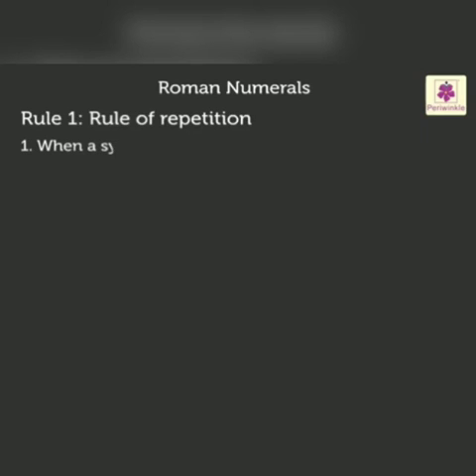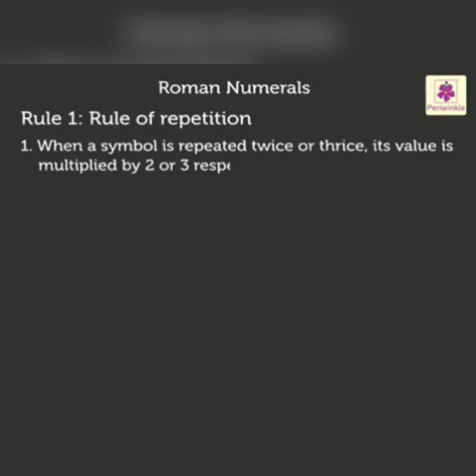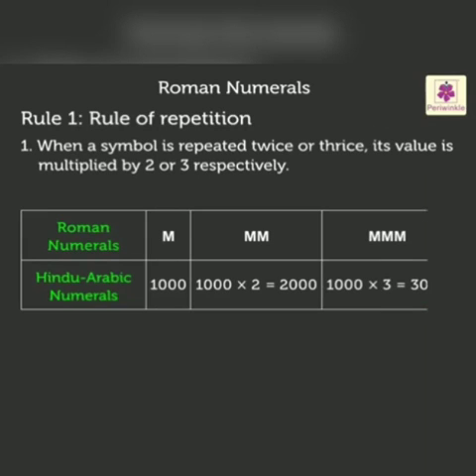1. When a symbol is repeated twice or thrice, its value is multiplied by 2 or 3 respectively. For example, M is equal to 1000. MM is equal to 1000 multiplied by 2 is equal to 2000. MMM is equal to 1000 multiplied by 3 is equal to 3000.